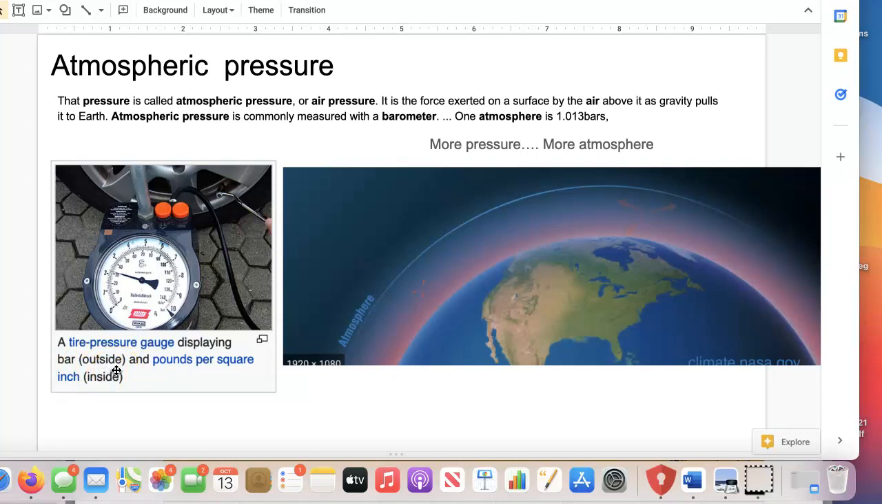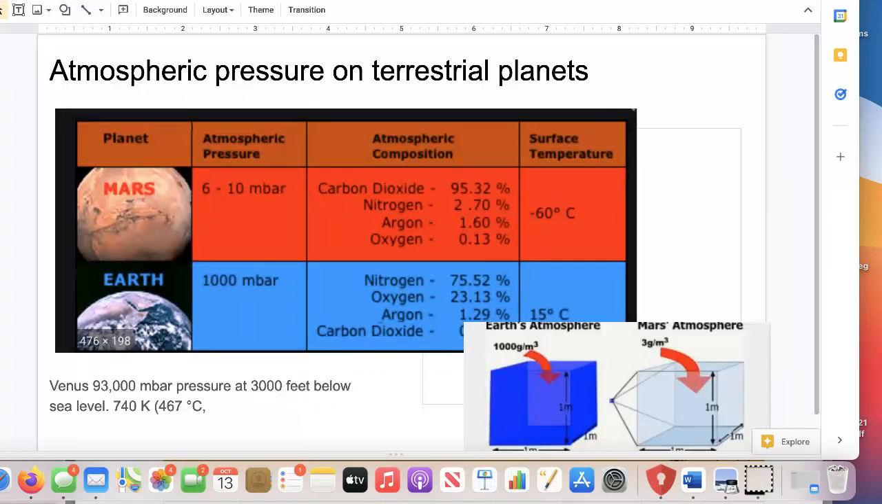And so a bar, 1 atmosphere, is actually 1.03 bars. So in general, we can say we live on an atmosphere of 1 bar. And different worlds with different atmospheres have different atmospheric pressures. So if you were on Mars, you've probably heard it has a very thin atmosphere. It only has 6 bars.